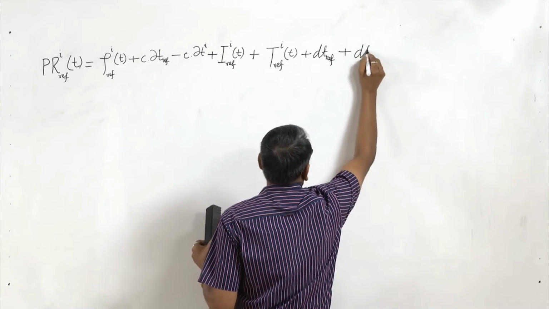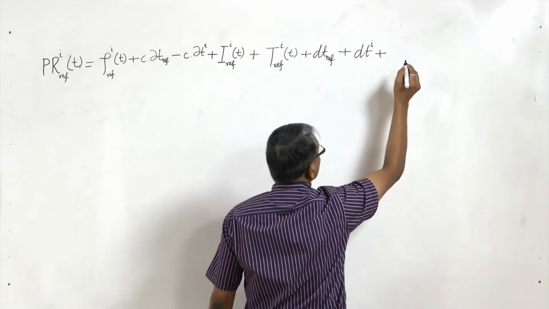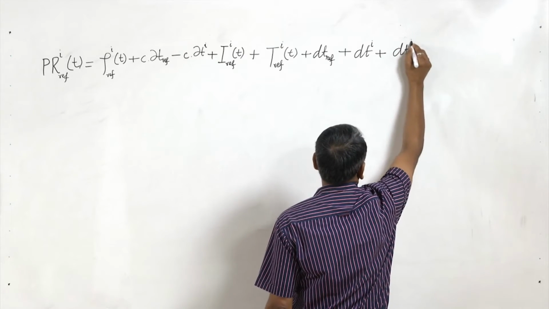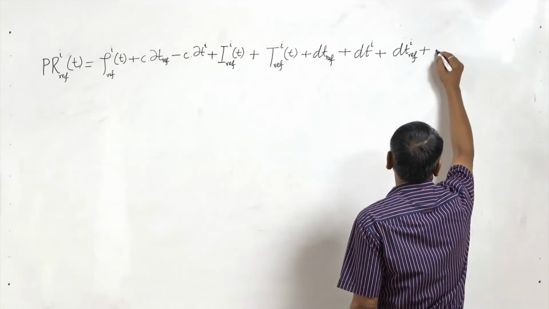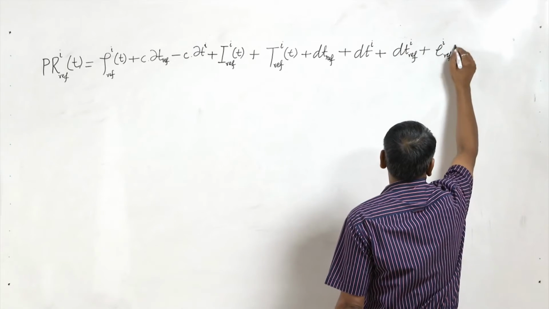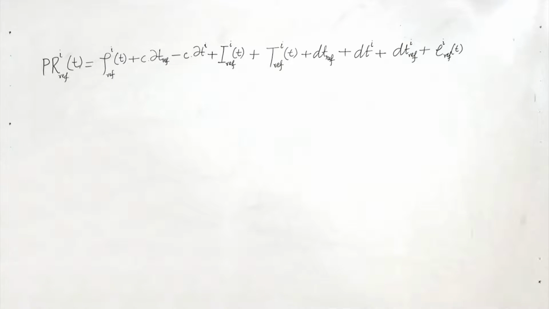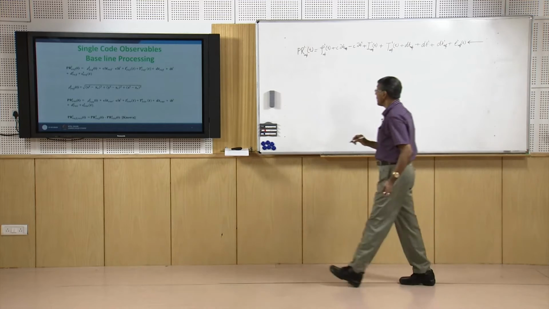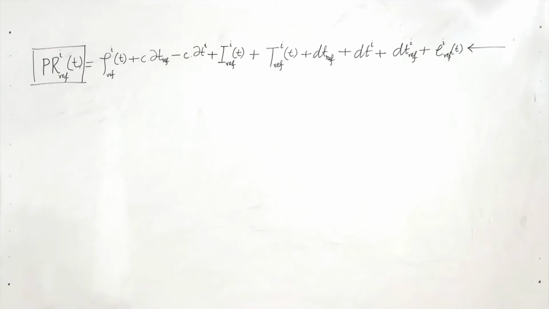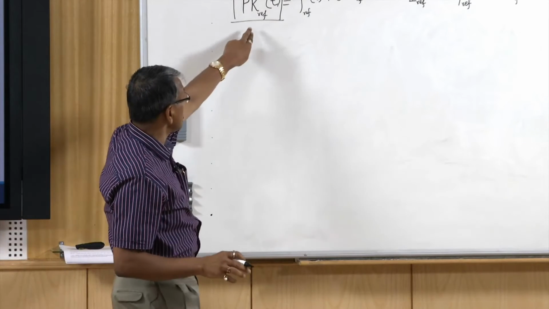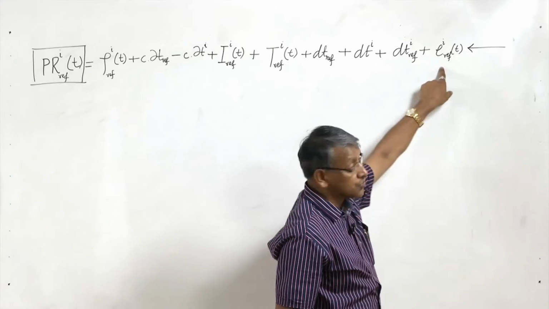then satellite hardware error, then multipath error, then random error. So, all these constitute the GPS observable. This is the parameter which we get in the GPS signal, but this GPS observable actually consists of all these constituents.